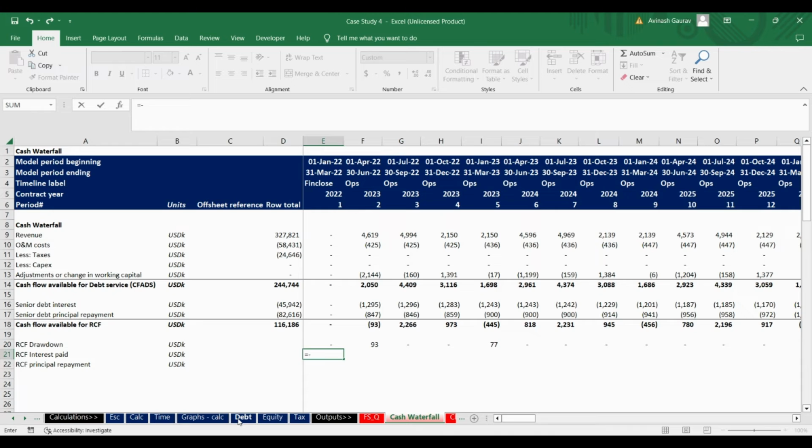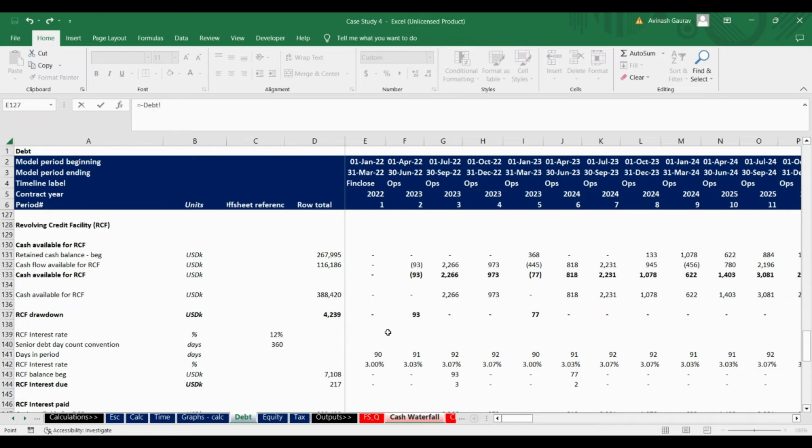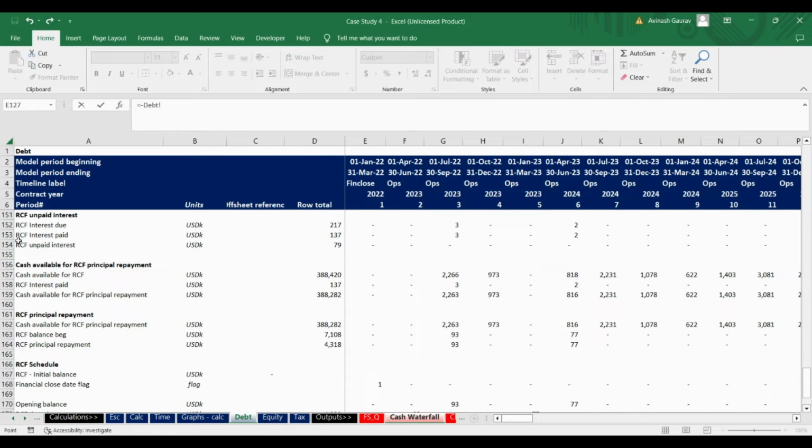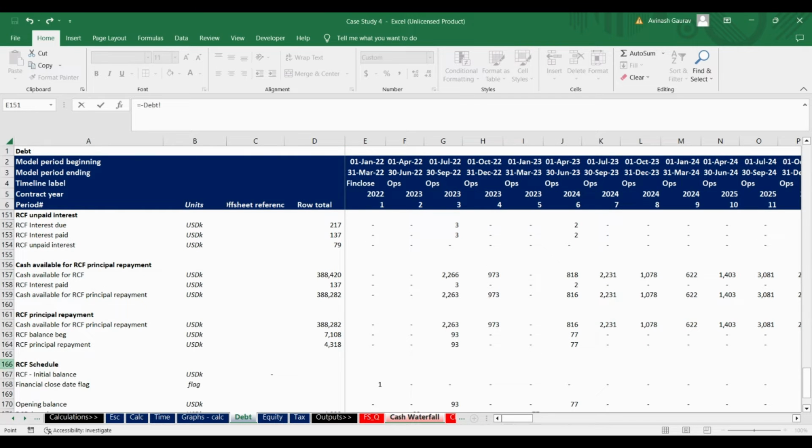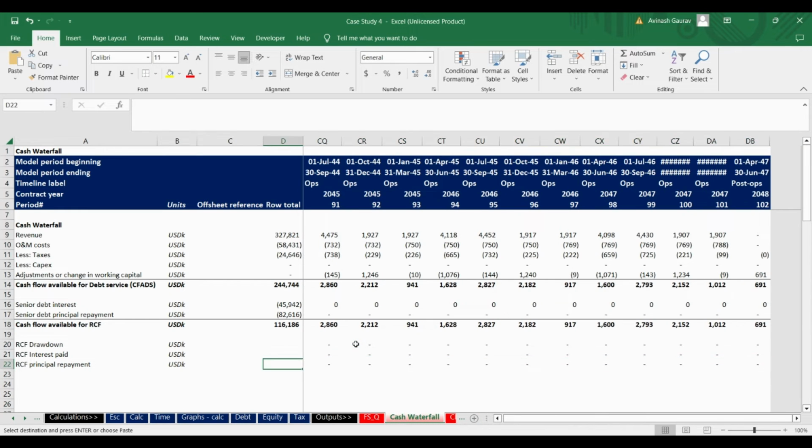Now I need to link the RCF interest which I have paid, and the RCF interest which I have paid is basically calculated in your debt sheet. Okay, now next we will have RCF principal payment, which we have also calculated in our debt sheet. Here is the RCF principal repayment calculation, guys.